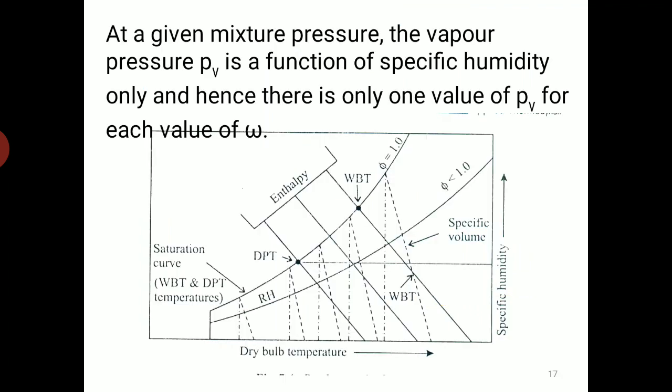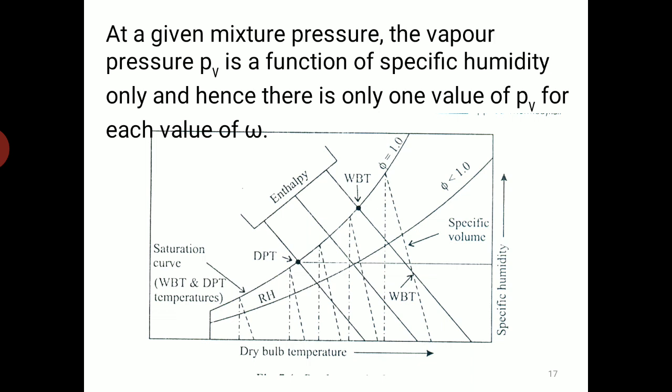At a given mixture pressure, the vapor pressure Pv is a function of specific humidity. You can see the enthalpy lines, which correspond to the wet bulb temperature lines. Wet bulb temperature lines are fully inclined lines. Corresponding to the wet bulb temperature lines only, you can obtain enthalpy. The dotted lines are specific volume lines.